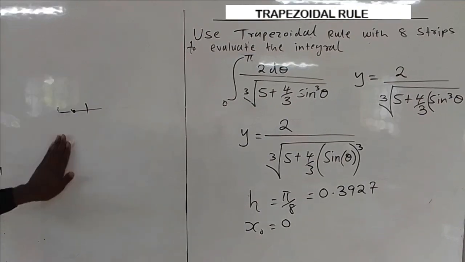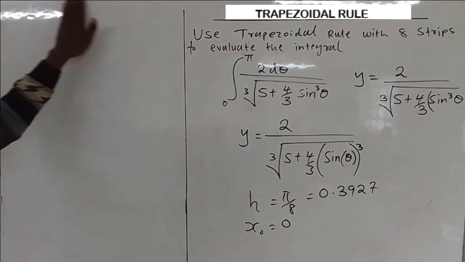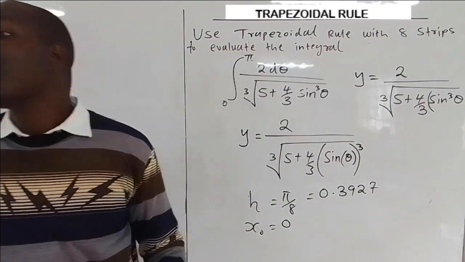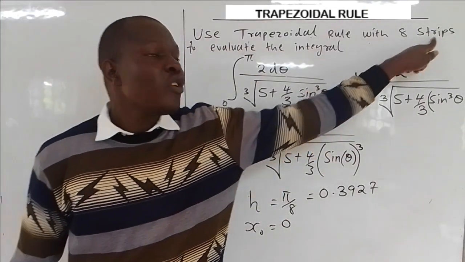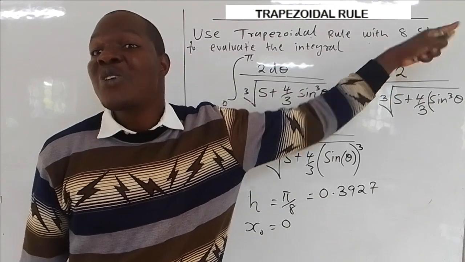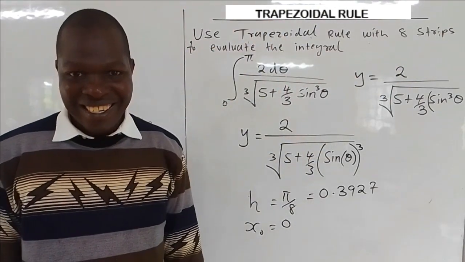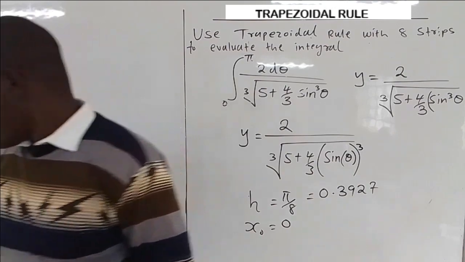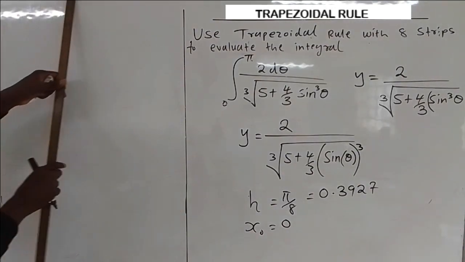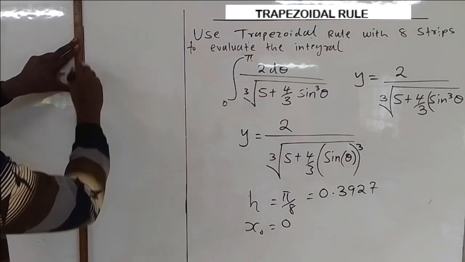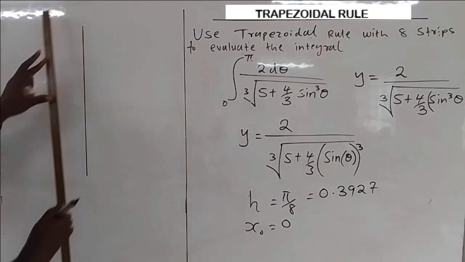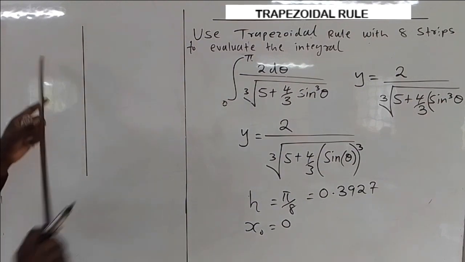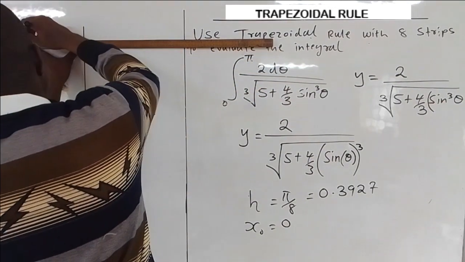Now from there, we know 8 strips or 8 intervals will give me 9 ordinates. But if you are told 9 ordinates, then you know you ought to have had 7 strips, isn't it? Are you seeing the difference? So how many parts do I want to form my table here? How many ordinates do I need here? 9. So you form 9 ordinates.